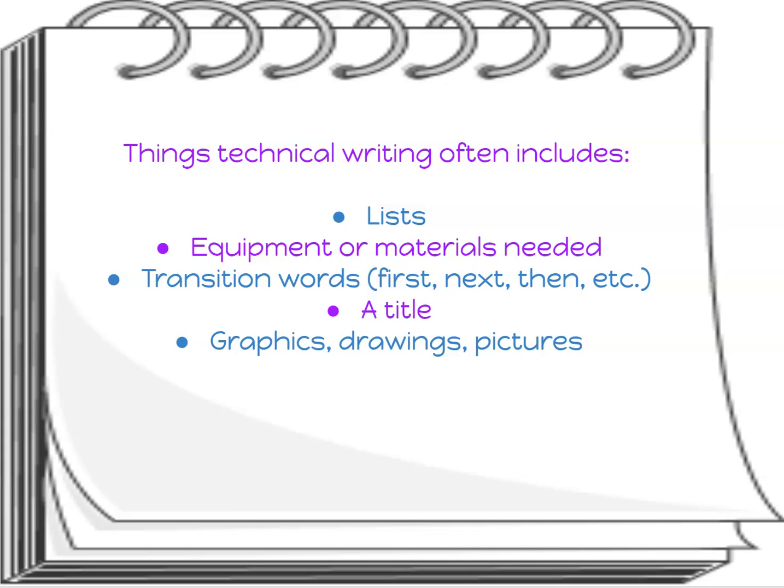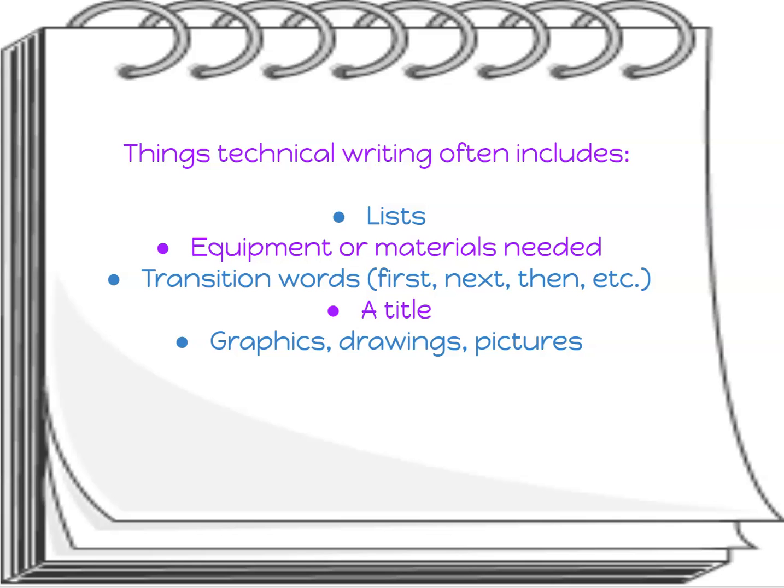When we talk about technical writing, it most often includes lists, equipment or materials that are needed, transition words. Fourth graders, this is a big part. We have to have things in order: first, next, then, etc. We need a title. And we need to have some graphics with drawings or pictures and shows how to do each step.